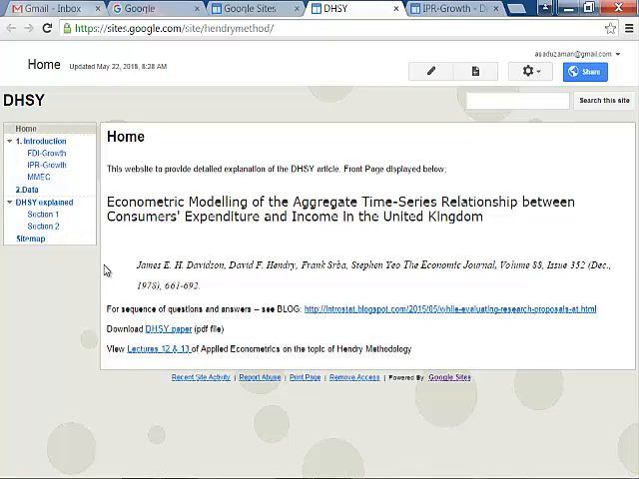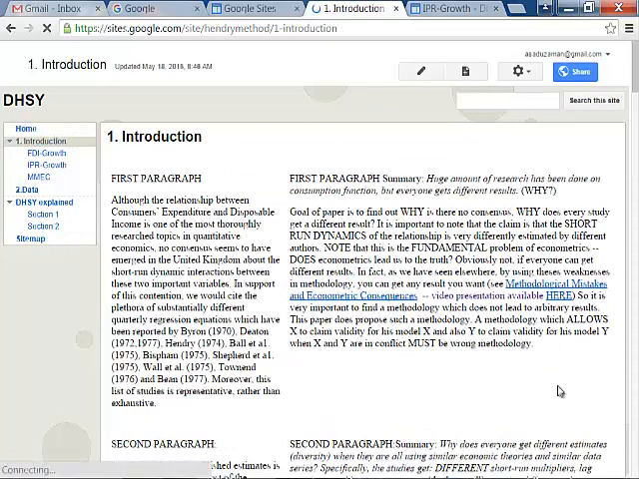And in this paper, he formulates the methodology, the Hendry methodology, as it is called. This is the beginning, the first paper. And my view is that if you don't understand this paper, you know nothing about econometrics. And if you understand this paper, then you have the beginnings of an understanding of econometrics. So this paper starts by saying that the Keynesian consumption function is one of the most thoroughly researched topics. But there is no consensus. Everybody who estimates the consumption function comes to a different result.